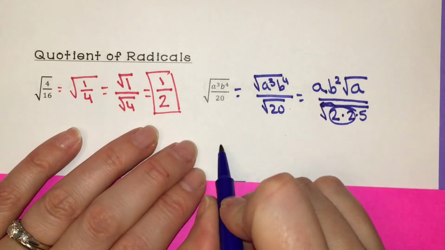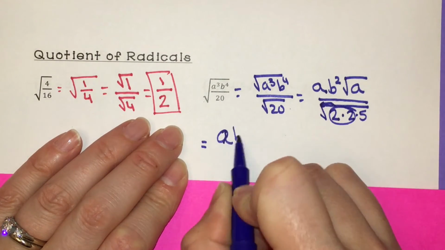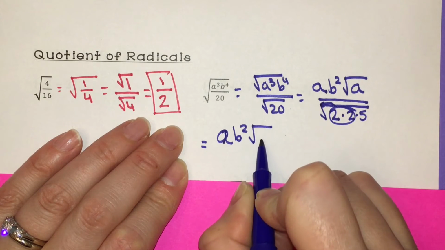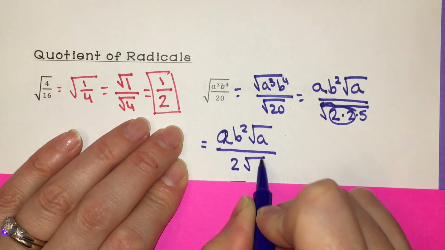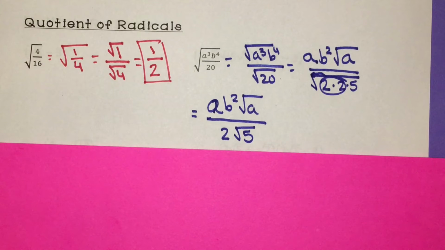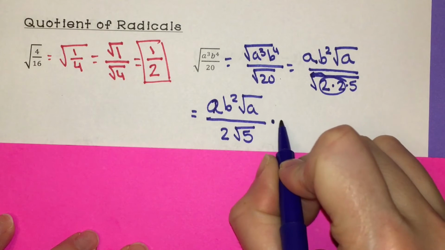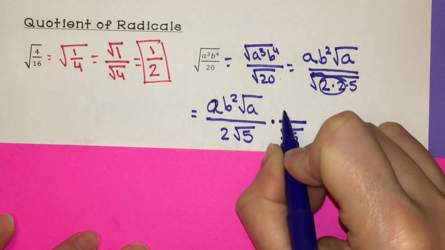So I'm just going to rewrite this as, we have ab squared, the square root of a, over 2 times the square root of 5. All right. So here, you cannot have a square root in the denominator. So we're going to multiply top and bottom by the square root of 5.